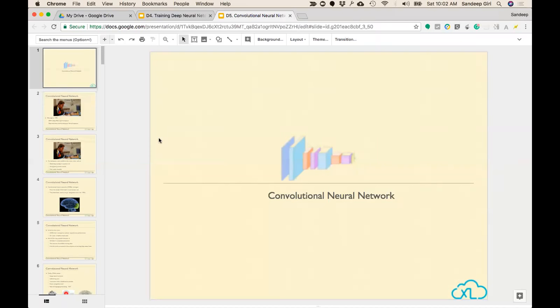Network and nets are the same thing. So CNN, convolutional neural nets, or network, it's the same thing.